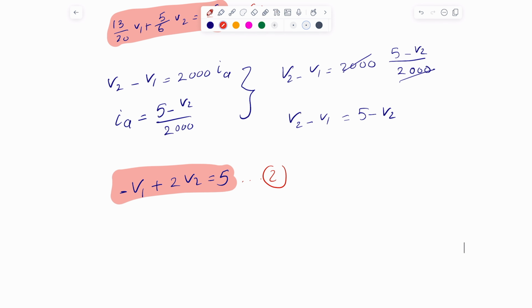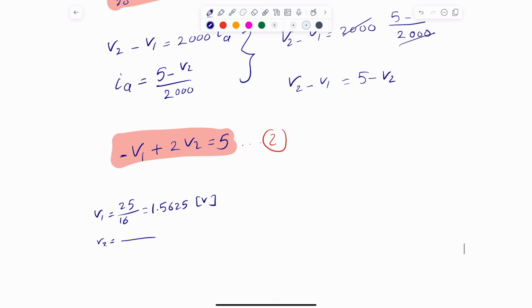So the answers I got are V1 should be 25 divided by 16, or simply 1.5625 volts. And that also tells me that V2 should be 105 divided by 32, or simply 3.28125 volts. So now I have my V1 and V2.